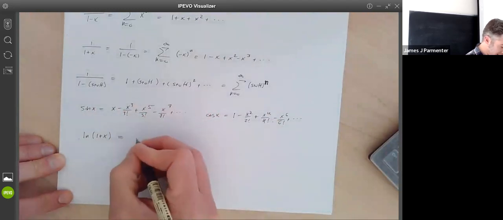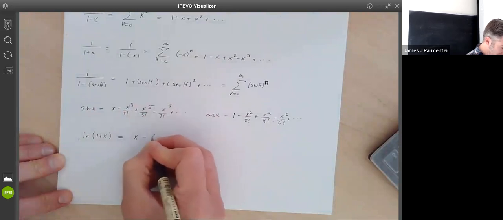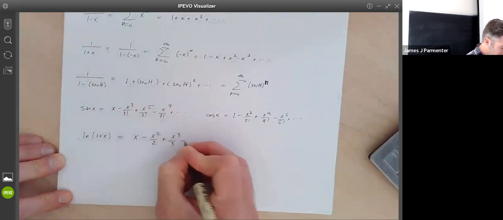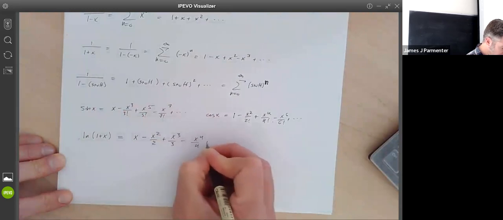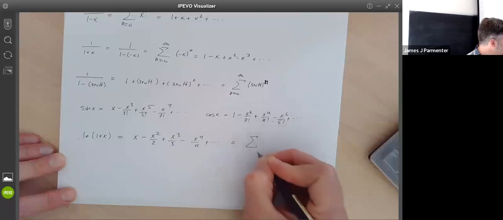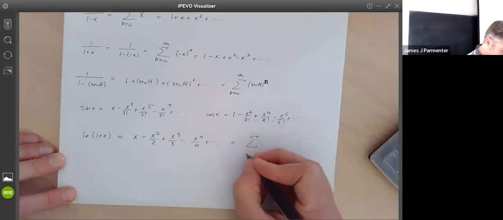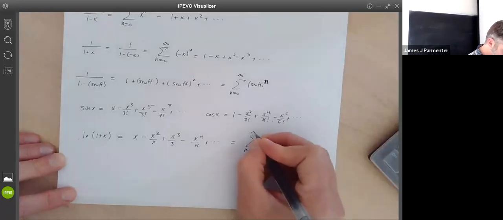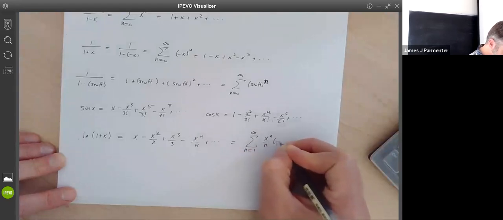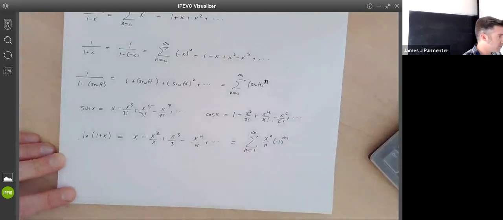So the natural log of 1 plus x is x minus x squared over 2 plus x cubed over 3 minus x to the 4th over 4, et cetera. It's going to be the sum from n equals 1 to infinity of x to the n over n times negative 1 to the n minus 1.